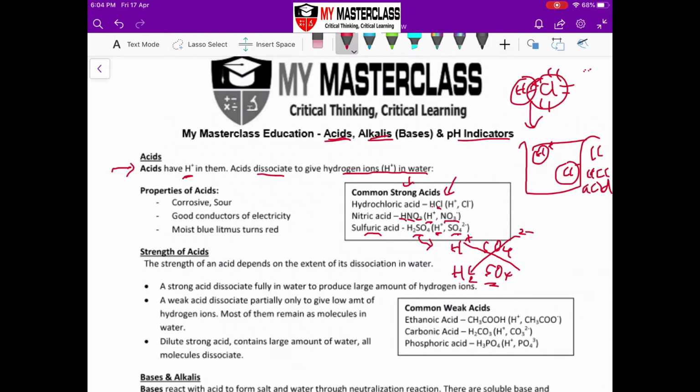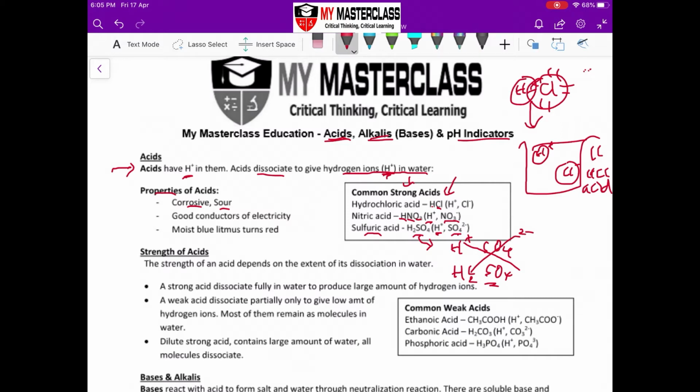So this is the definition: acids dissociate to give hydrogen ions in water. And once we have these hydrogen ions, this will give the properties of your acid. The properties of acids are that they are corrosive and sour. Corrosive, in the later part of the lessons we will learn about the chemical reactions. You will learn that acids can also react with metal, making it very corrosive. Acids taste sour.